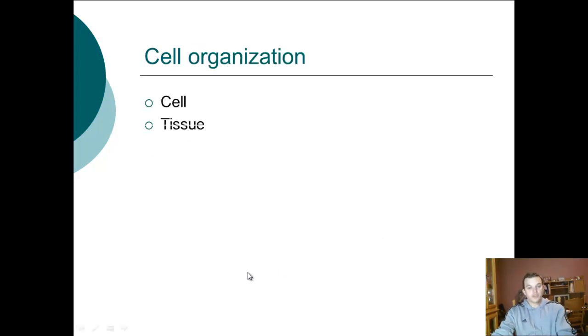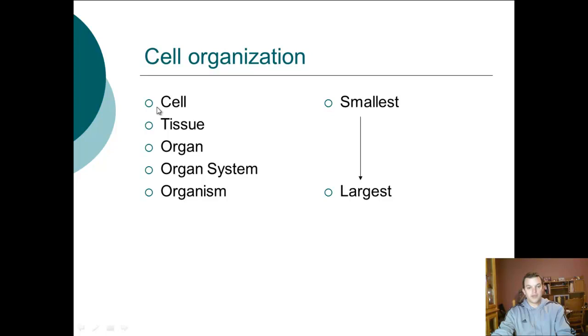All right, then we talked about the organization of the cell, and we said that when you have groups of cells working together for the same cause, we call that tissue. When we talk about groups of tissues working together for the same purpose, we then call that an organ. A group of organs working together for the same purpose is called an organ system. And then finally, a group of organ systems working together for the same purpose, we call that an organism.